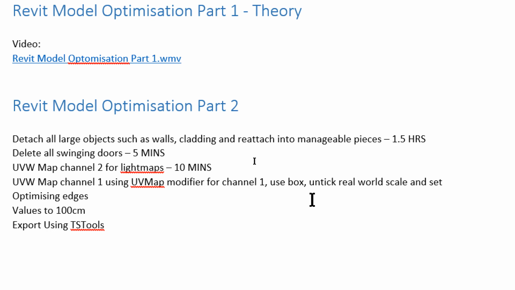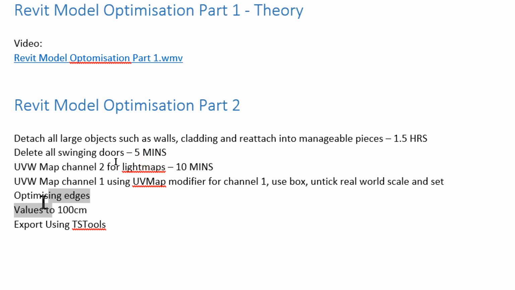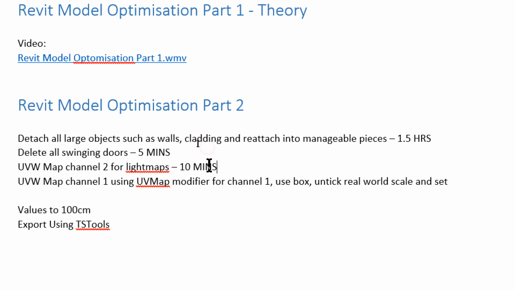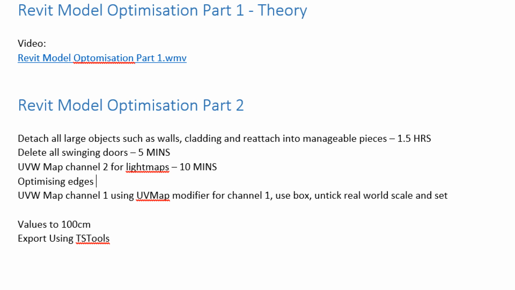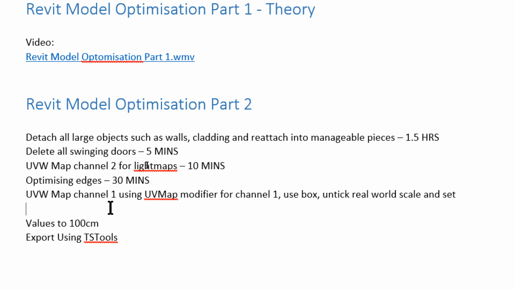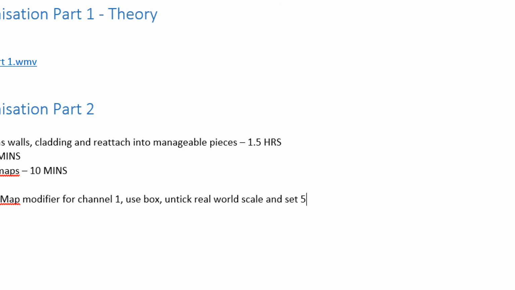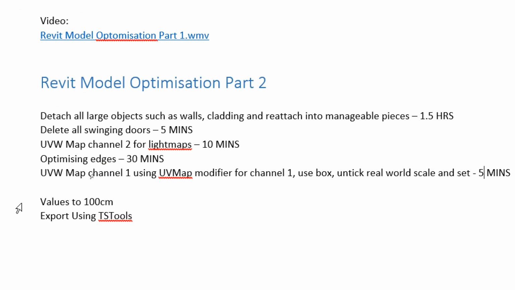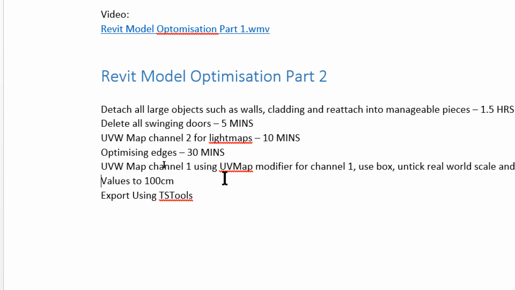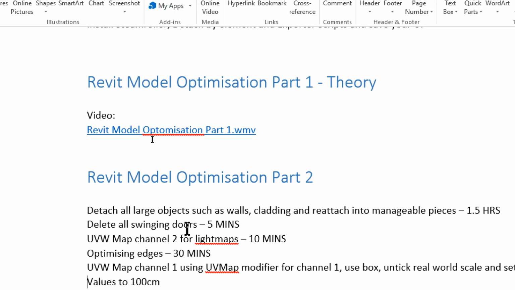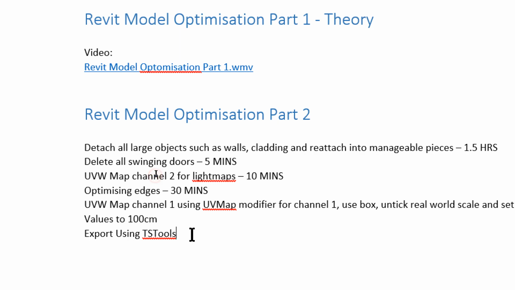This light mapping, the texture mapping, we haven't done that. I'll put these optimizing edges up here. You wouldn't want to spend any more than 30 minutes on that. And then this thing should only take you 5 minutes as well. So at least you've got a timeline to roughly see how long it should take me, or what to aim for. And that's all the optimization you'll essentially need to do before bringing it into Unreal at the beginning.